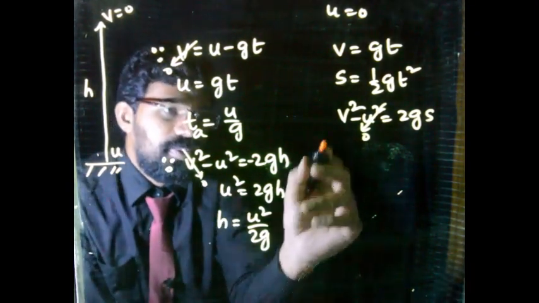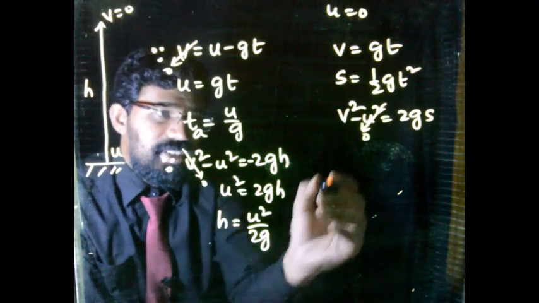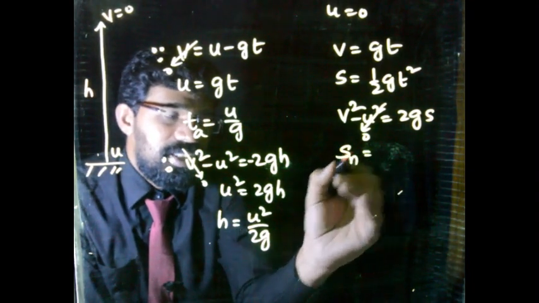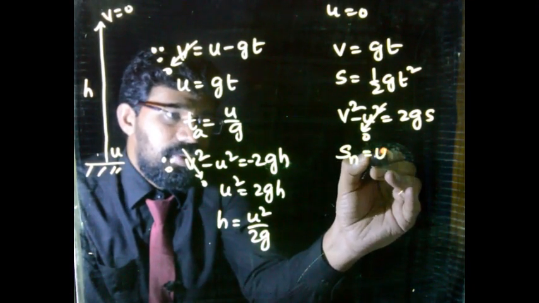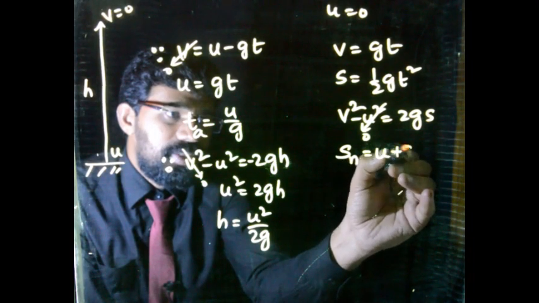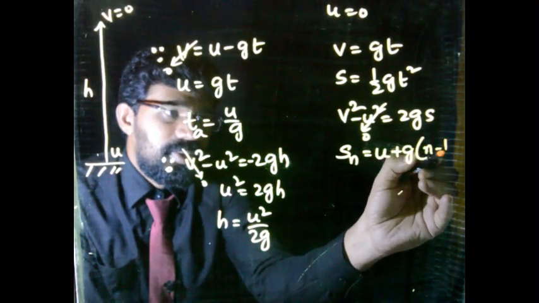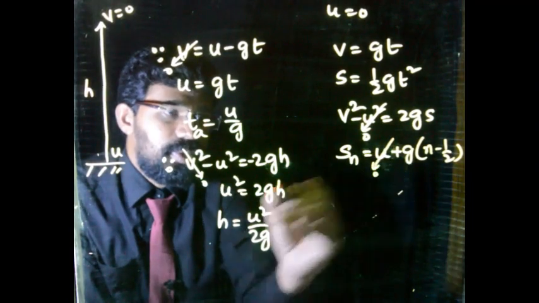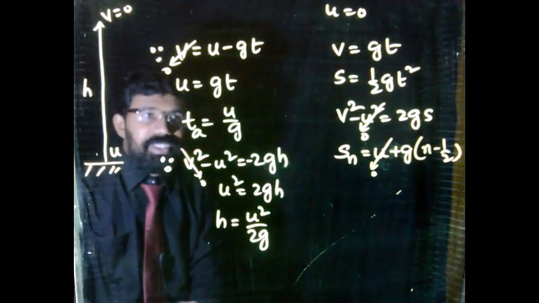So what you are left with? v square equal to 2gs. And the last equation is what? s_n is equal to u, which won't be there, plus g of (n minus 1 by 2). So this u becomes 0. Okay, so that's how the equations get modified.